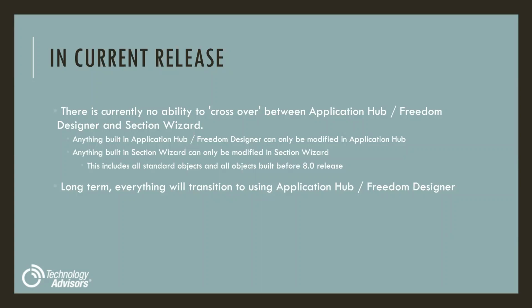That does currently include any standard objects, like accounts or opportunities or cases, and any objects that you've already built before the 8.0 release. Again, long-term, that's going to change. Long-term, they need to make a way to port those over. Those things that were built in Section Wizard will ultimately be transitioned to being modified with Application Hub and the Freedom Designer. But before they work on that transition, they're working first on that feature parity of making sure that the new tools can do everything the old tools could do, because they can't transfer it over and then have you lose functionality, basically.